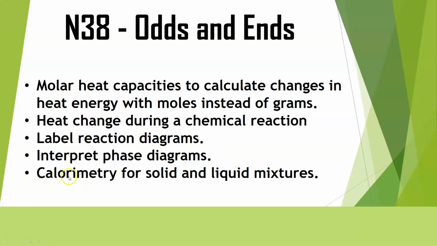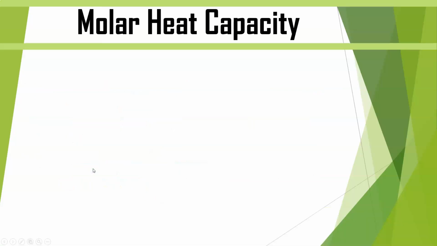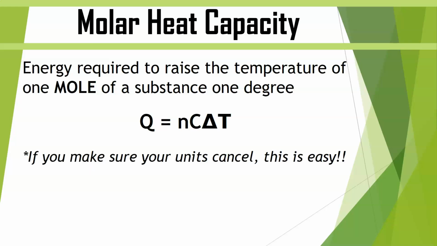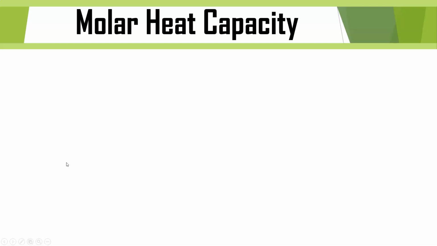So let's start with that molar heat capacity. Instead of it being the energy to raise 1 gram of a substance 1 degree, it's the energy it takes to raise a mole of substance by 1 degree. Instead of Q equals m c delta T, it's Q equals n c delta T. And as long as you make sure your units cancel, it's really no big deal. It's basically the same thing. So let's look at a quick example.